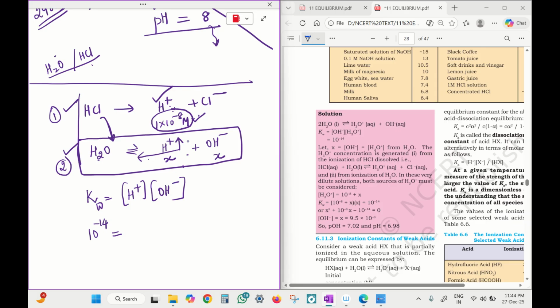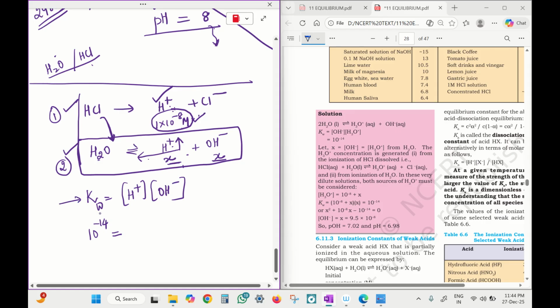If it were only water and no HCl, the amount of H plus coming from the water would have been 10 to the power minus 7. But now, since you have H plus coming from the acid also, the degree of dissociation of water decreases to a smaller value, which we don't know how much. So we are assuming that it is X. If H plus is X, OH minus is also X.